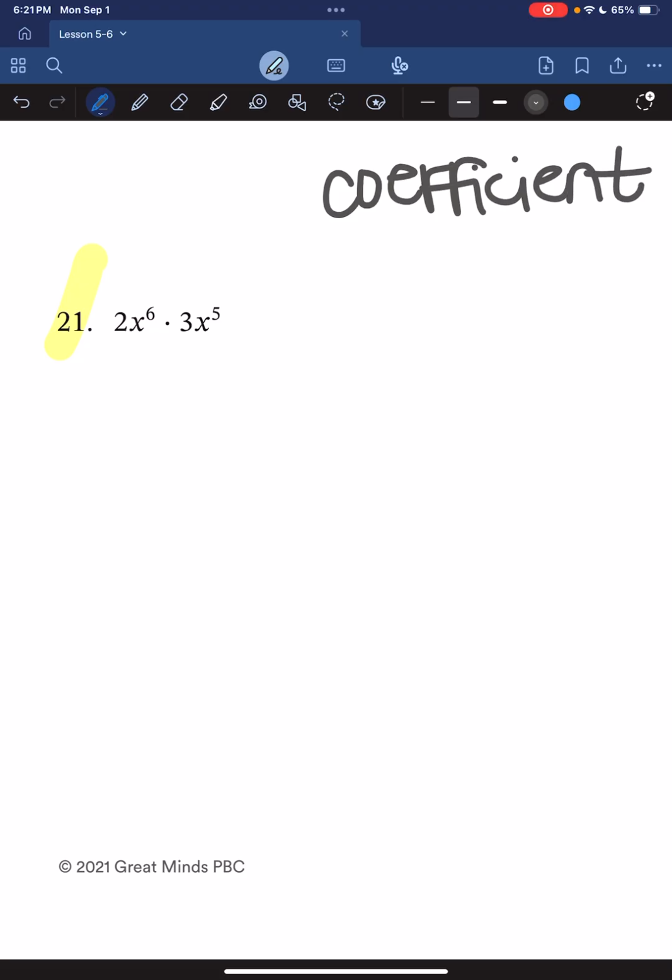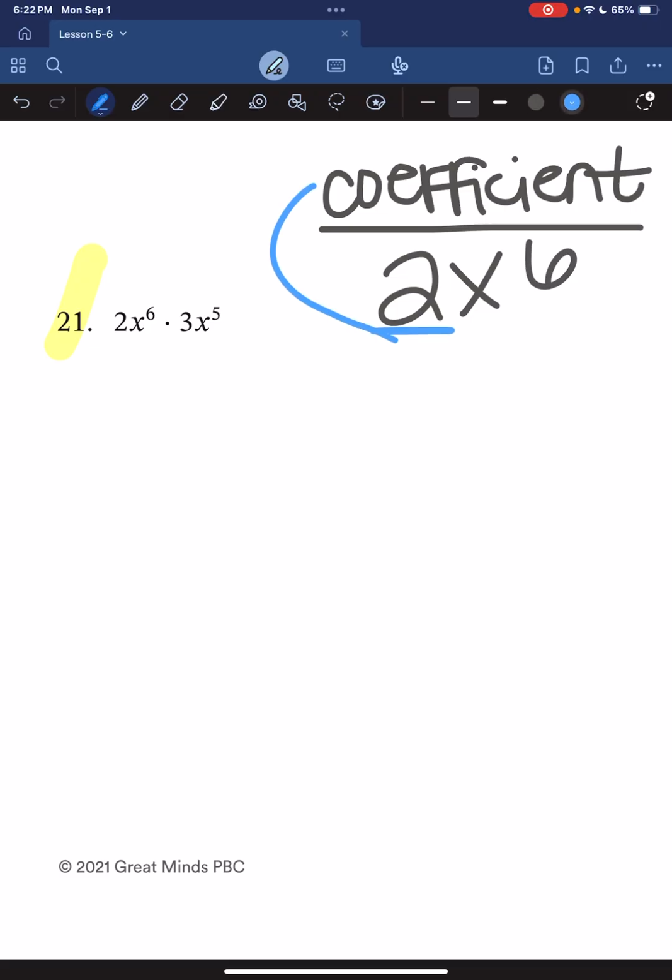So you've learned what a coefficient is before. It's just been a long time. A coefficient is that number that's stuck right up next to the variable. So in 2x to the 6th, the coefficient would be the 2. I'm going to draw a little arrow right there. The coefficient would be the 2. Okay? They're multiplying with one another. Now that we've got that, let's go and take a look at the problem. We have 2x to the 6th times 3x to the 5th.